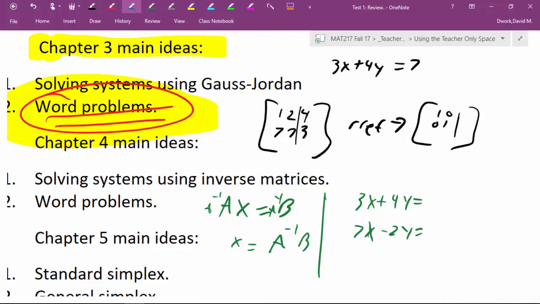But instead, if it was the same equations where one of them equaled a number that was unknown, we'll call it v, and the other equation equaled w, now I can't do reduced echelon form in the calculator.